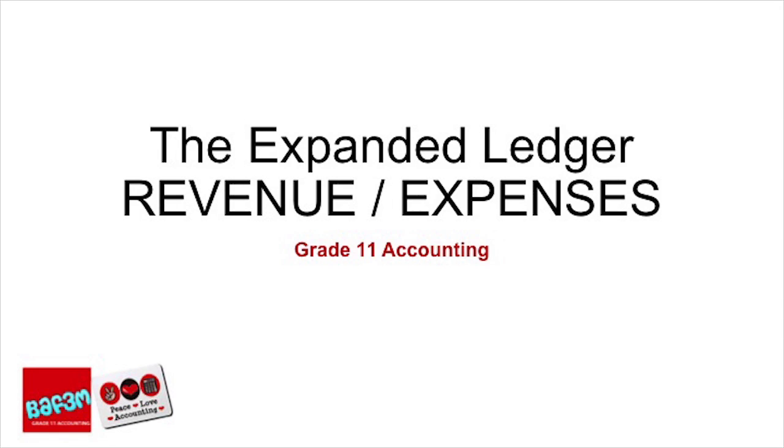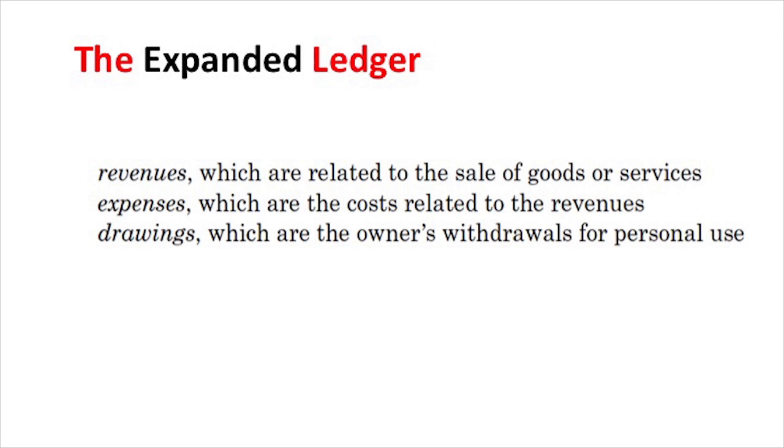The Expanded Ledger, Grade 11 Accounting. In this section we introduce several new types of accounts called revenues, expenses and drawings. We introduce a new financial statement called the income statement and expand on how the owner's equity is shown.